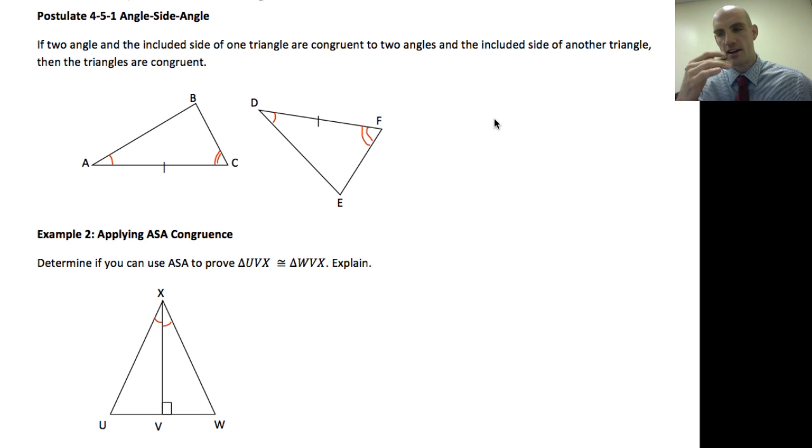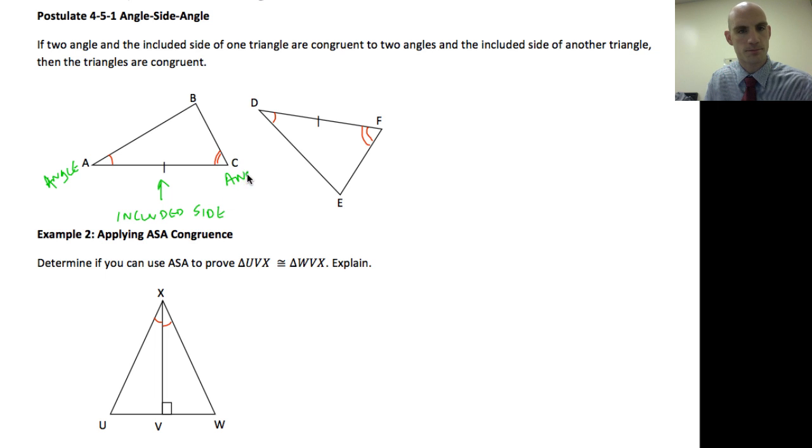Just as with side side side and side angle side, it has to do with the order of the letters. Angle side angle says that two angles and the included side of one triangle are congruent to two angles and the included side of another triangle, and the triangles are congruent. Look at how this works. I'm going to notice that I have an angle, and here's the included side, and here's my other angle. So I have angle, side, angle, and over here I've got the same setup but a different orientation.